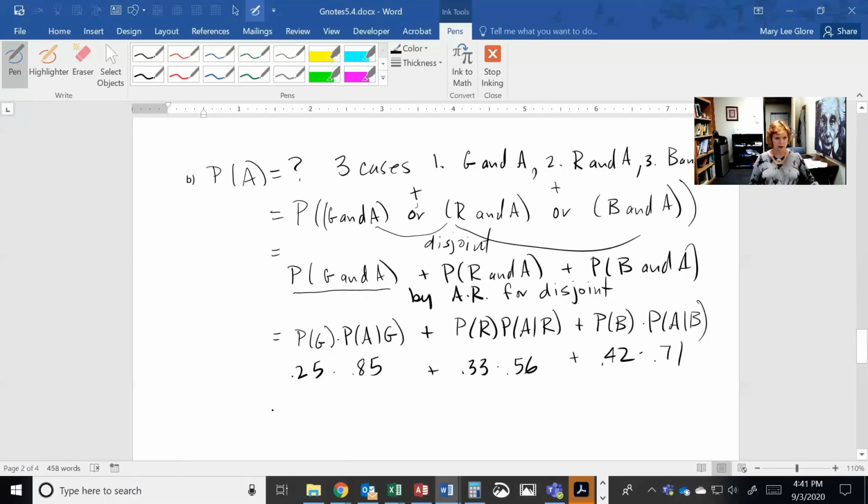If I multiply those out and add them together, I get 0.6955, which is about 70%. So every time Ken and his wife go out, there's a 70% chance he's going to get Alfredo.